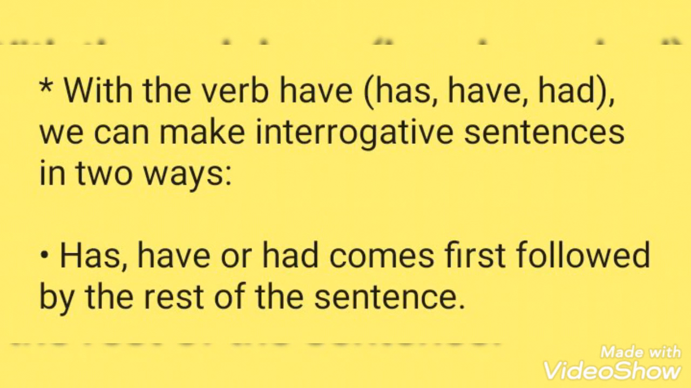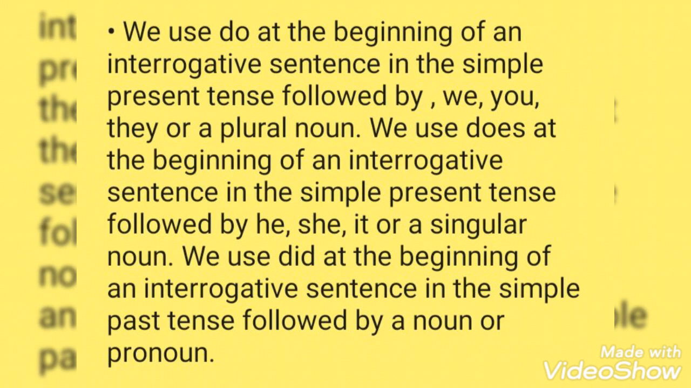With the verb have, has, have and had, we can make interrogative sentences in two ways. Has, have or had comes first, followed by the rest of the sentence. We use do at the beginning of an interrogative sentence in the simple present tense, followed by we, you, they or a plural noun. We use does at the beginning of an interrogative sentence in the simple present tense, followed by he, she, it or a singular noun. We use did at the beginning of an interrogative sentence in the simple past tense, followed by a noun or pronoun.